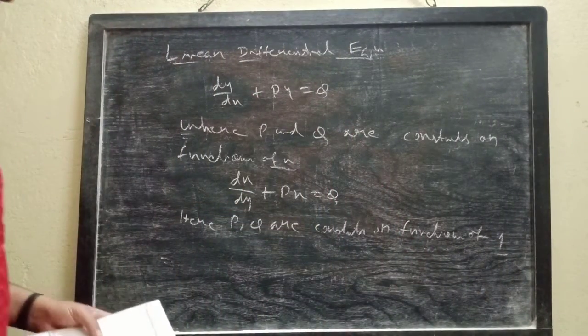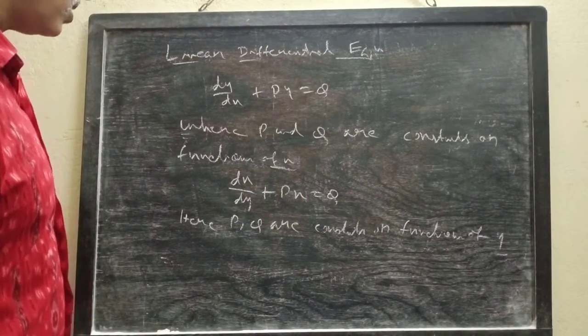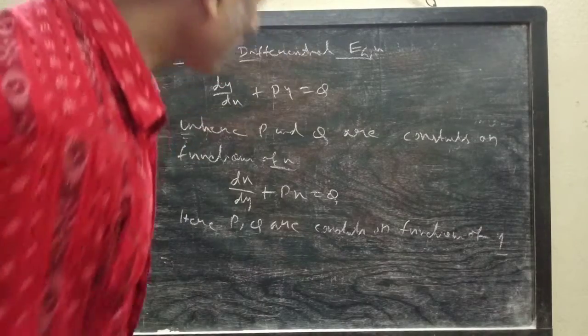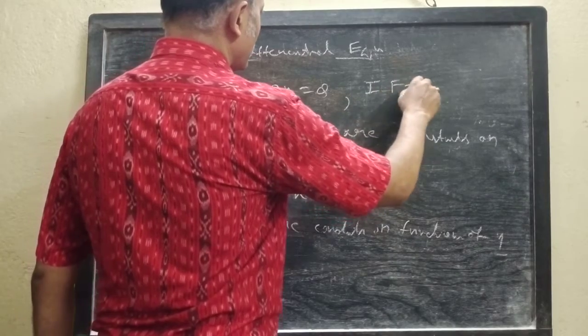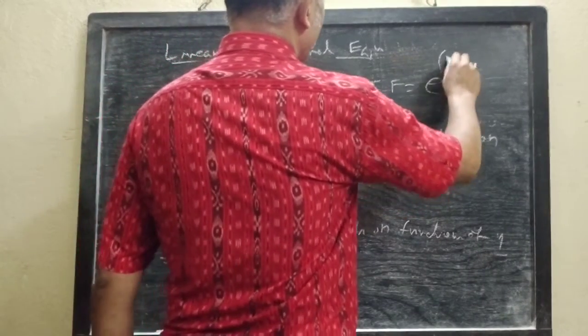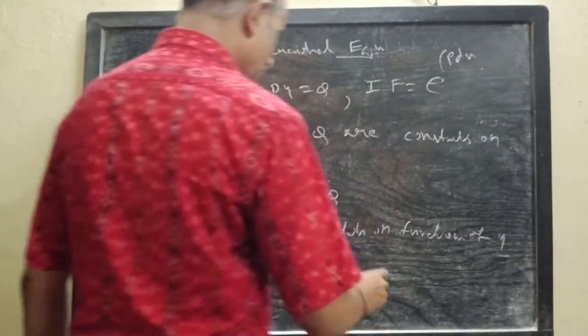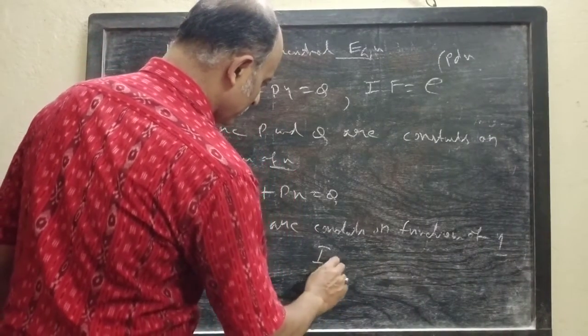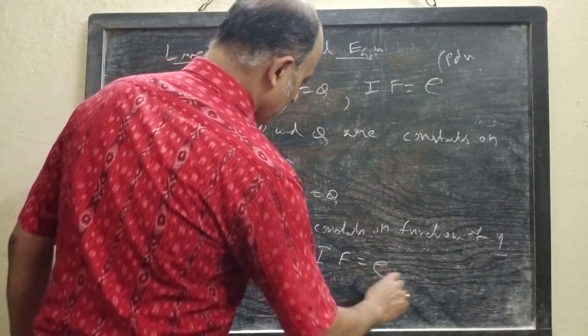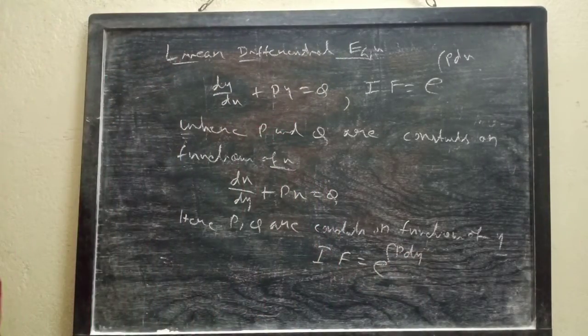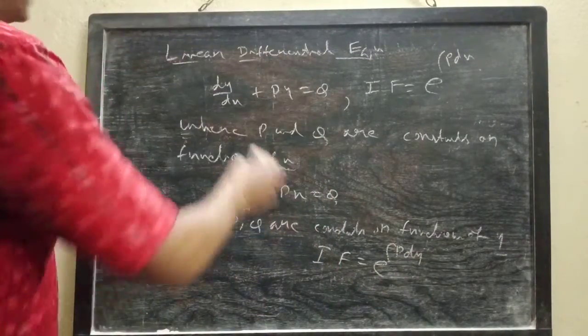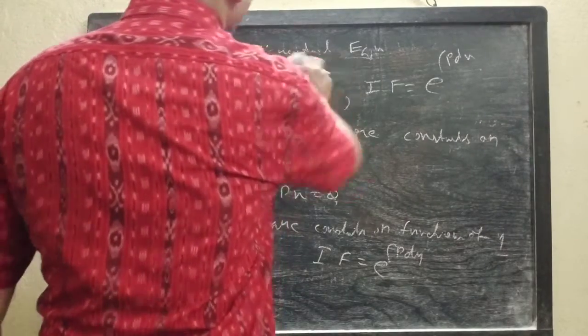This is a linear differential equation, and to solve this type of equation, for the first equation you have to multiply both sides of the equation by the integrating factor e to the power integration P dx, and here you have to multiply both sides by the integrating factor e to the power integration P dy. Okay, let us start solving problems.